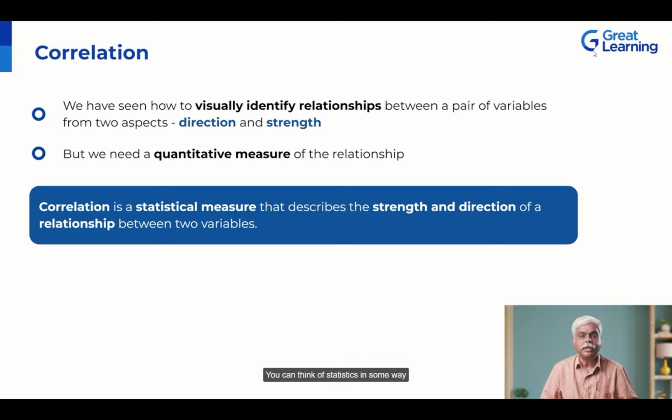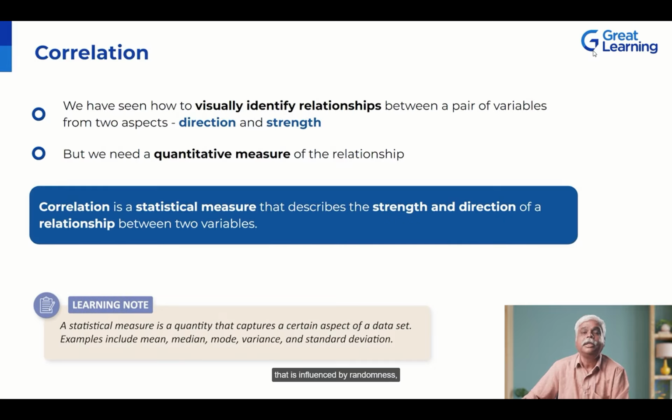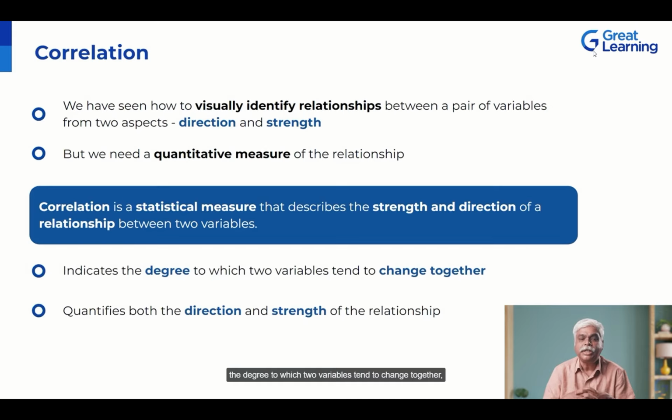You can think of statistics in some way as a synonym of, shall we say, measuring randomness. There's a random behavior between my variables. And the randomness is captured by a statistical measure, not a mathematical number, not a mathematical relationship between x and y, but a statistical relationship between x and y that is influenced by randomness, by chance, by a scatter of points as opposed to straight lines or equations. So the correlation measures indicate the degree to which two variables tend to change together, quantifying both direction and strength of the relationships. We will do this with one number.